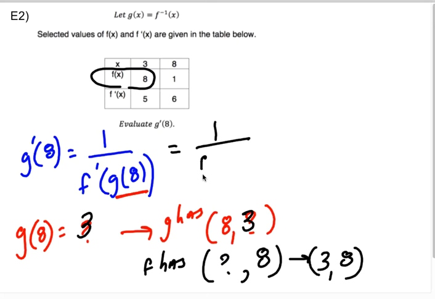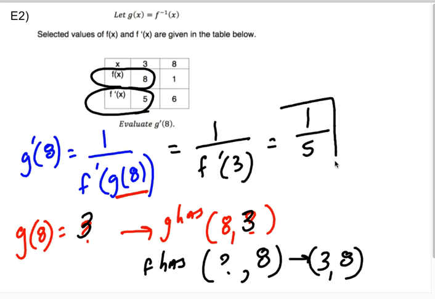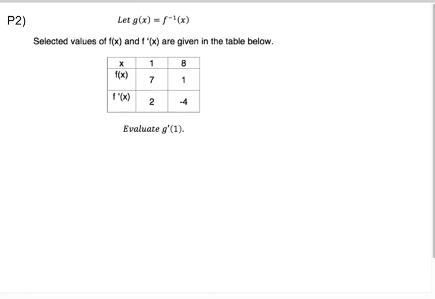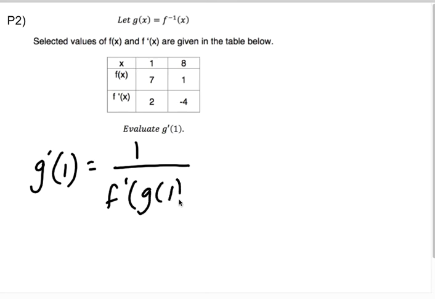I get 1 over f prime of 3. And then I look and say, hey, is there an f prime of 3? Oh, look, there is. It's a 5, so that's 1 over 5. All right, let's go ahead and do a P2. Same idea. You're going to find g prime of 1. Go ahead and pause me if you don't need me to do it, or if you just want to try on your own. So g prime of 1 is going to be 1 over f prime of g of 1, right?